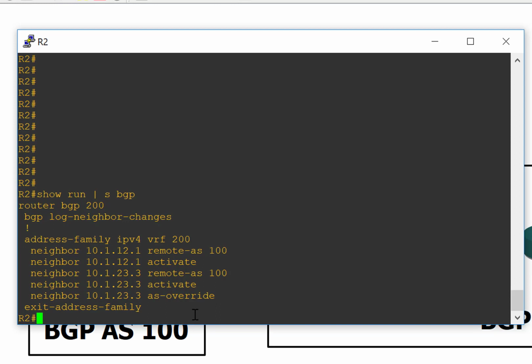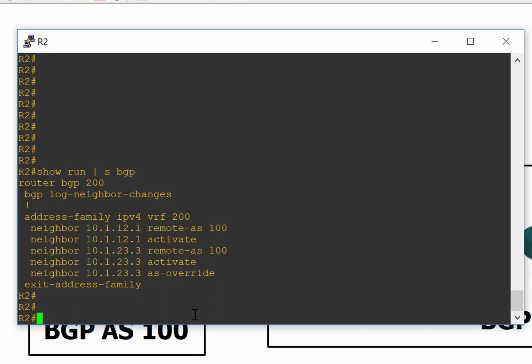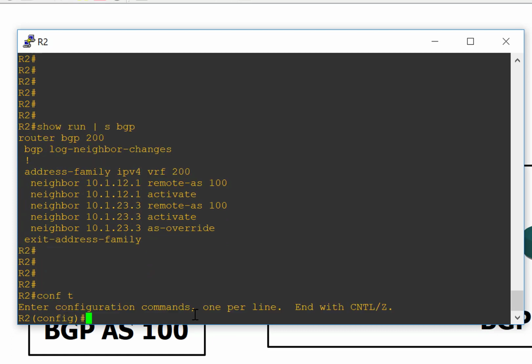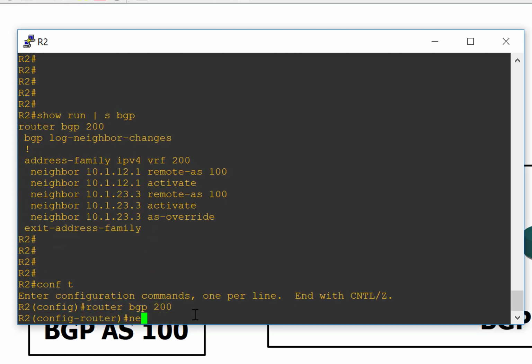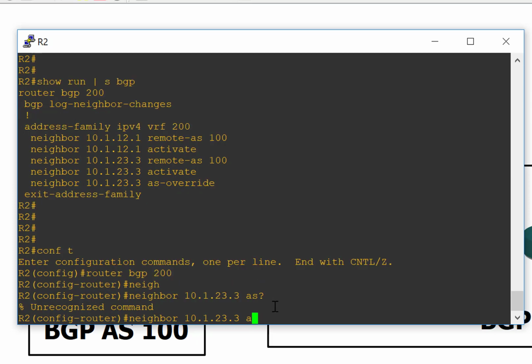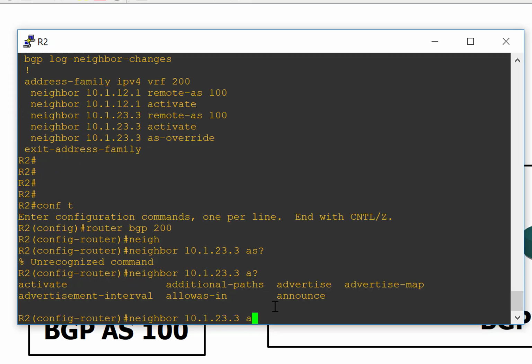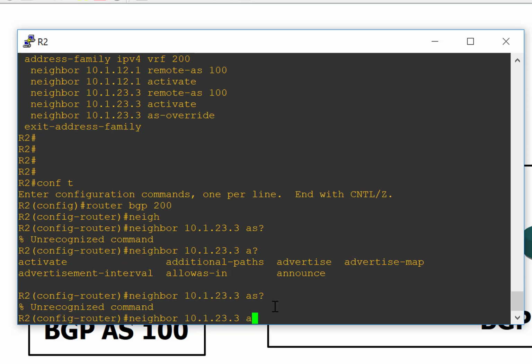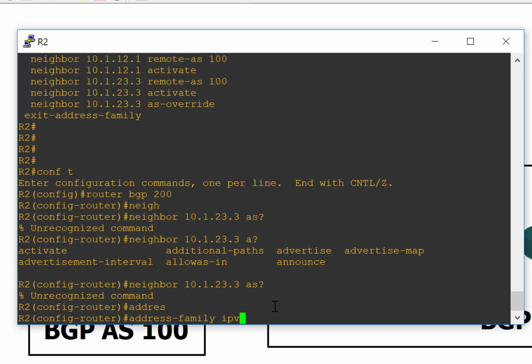So now wait a second. We just saw that that command wasn't available, but yet here it is available. So let's take a look at what that's all about. If I go into router BGP 200, and if I just pretend like I'm going to type a neighbor in here for router 3, and I want to do AS override. So if I do AS question mark, it's unrecognized. That command isn't available under global BGP config. Instead, you have to come under an address family.